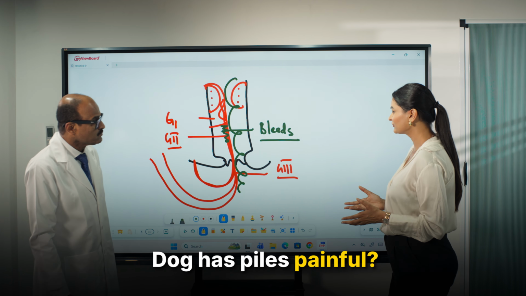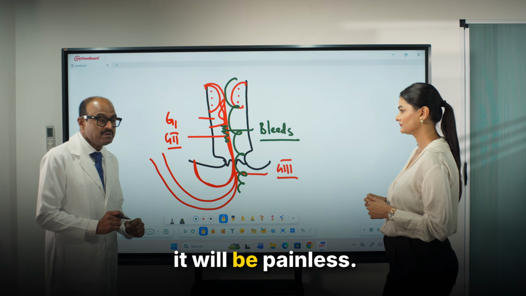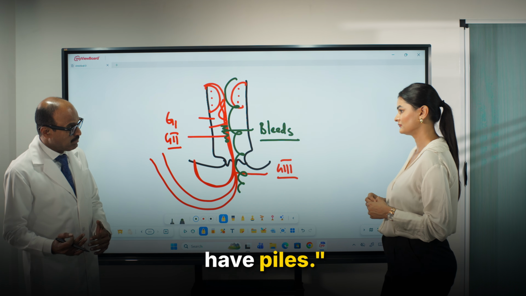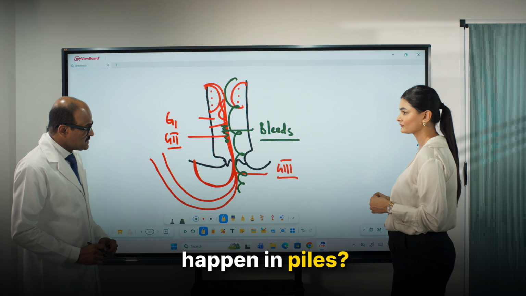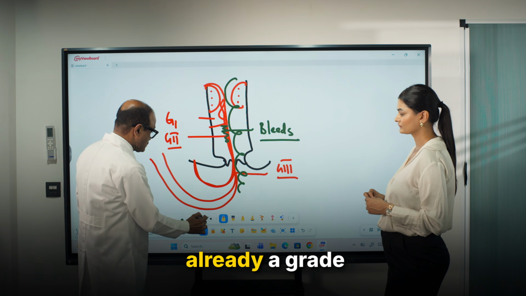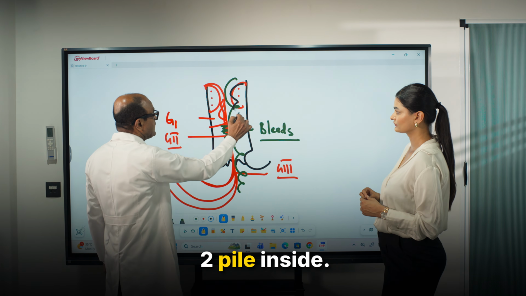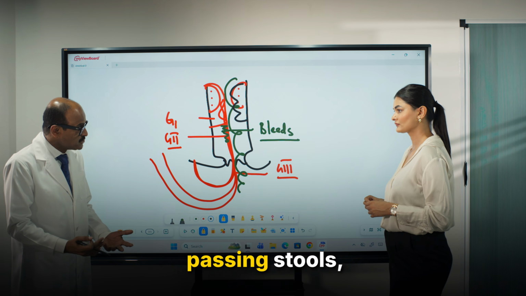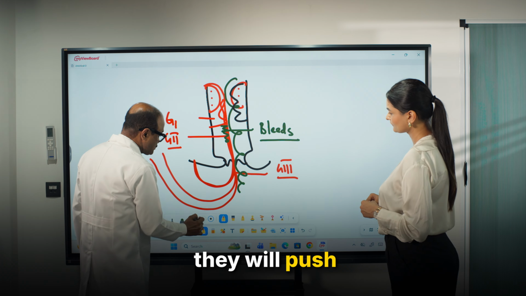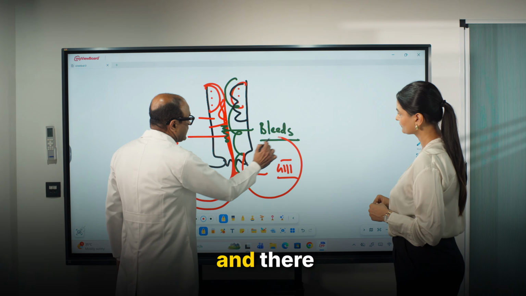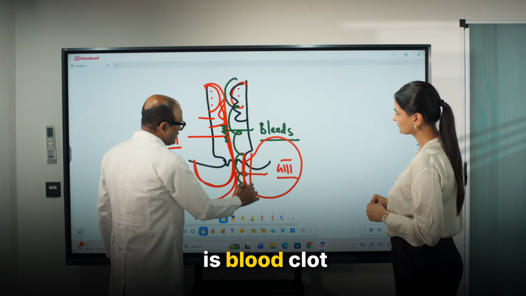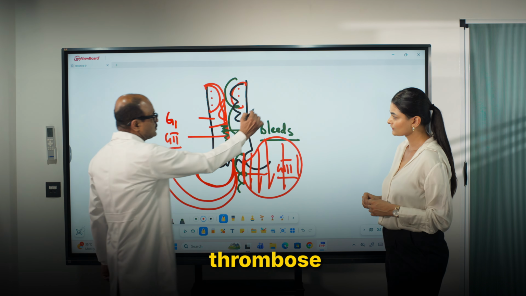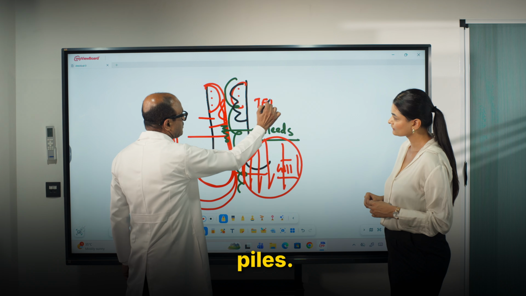Doc, is piles painful? In most patients, it will be painless. People will come and tell me, sir, I don't have pain at all, but I have piles. When does pain happen? For example, there is already a grade 2 pile inside. When they pass a very hard stool, when they strain while passing stools, it will push suddenly outside and there is a blood clot outside like this. This is called thrombosed external piles.